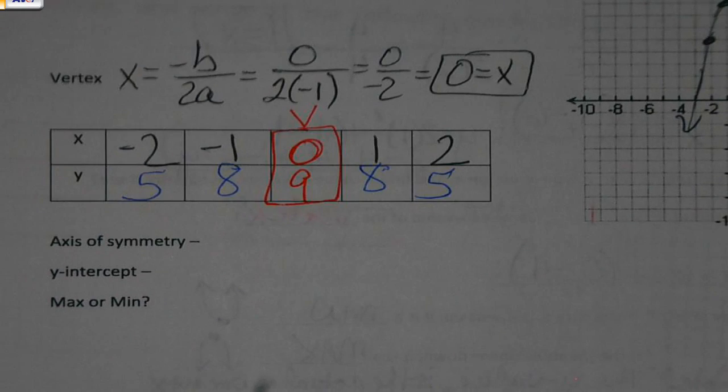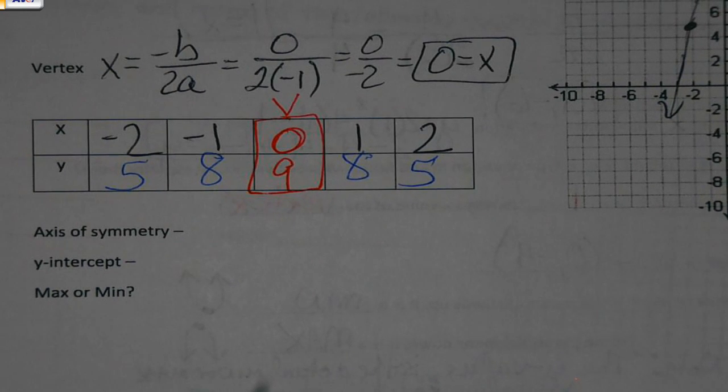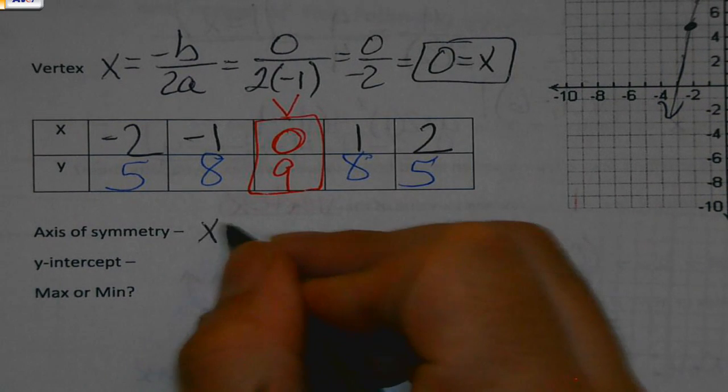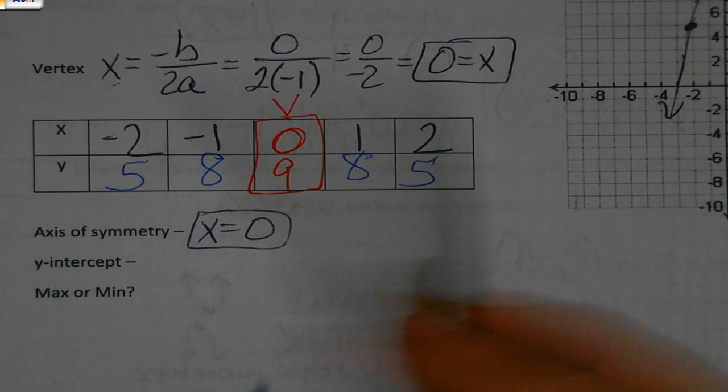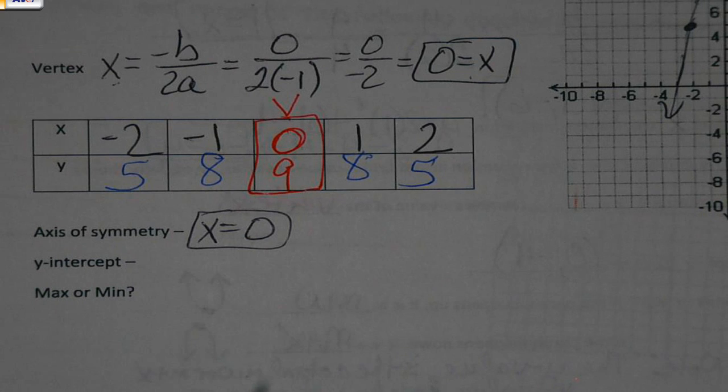So, for instance, my axis of symmetry is exactly the same as the x value of my vertex. So actually, when I got this first step done, I already knew what the axis of symmetry was.